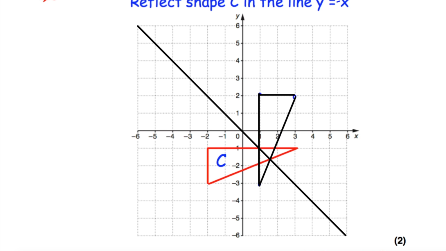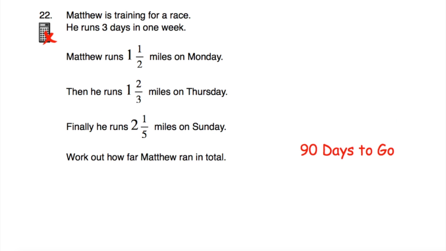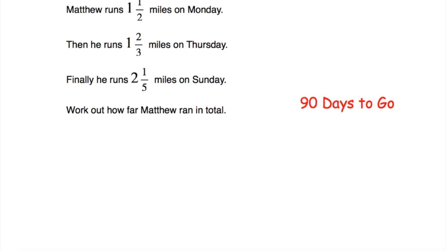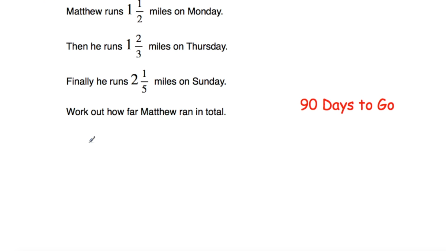Okay, let's look at our next question, question number 22. We've got these distances, and we've been asked how far does Matthew run in total. So we've got 1.5 plus 1 and 2/3 miles plus 2 and 1/5 miles. And we just need to add them all up.